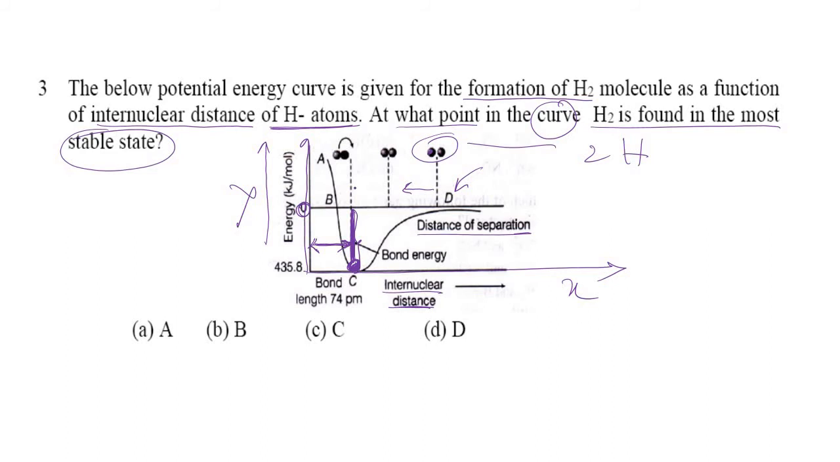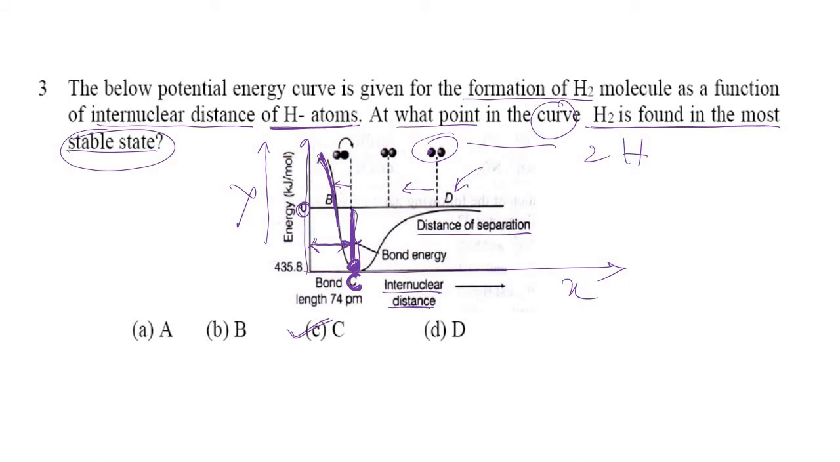Now suppose they cross this line also, then what happens? Overlapping becomes more. At that time the molecule becomes unstable and the curve reaches above here. At that time it is highly unstable. Therefore, in order to form a bond, energy has to be liberated, and which is that point? That is point C, right? They have asked at what point in the curve hydrogen is found to be most stable, and that point is point C, and the option is option C here. Is it clear now?